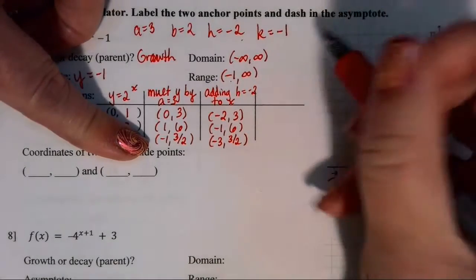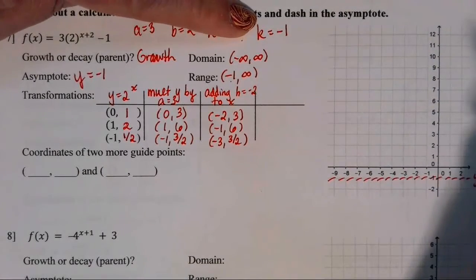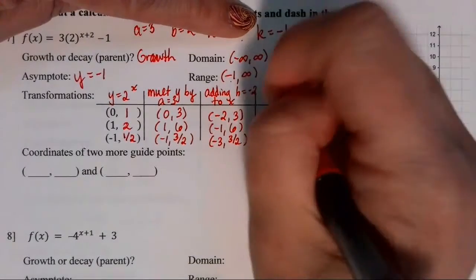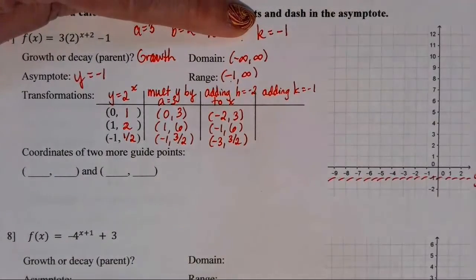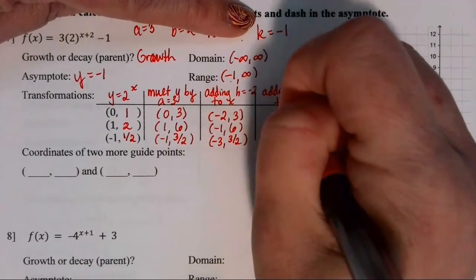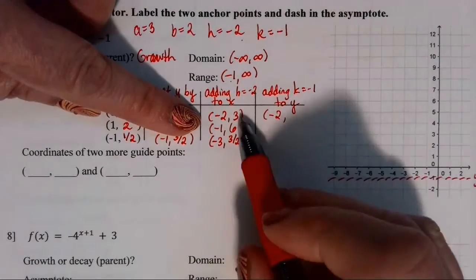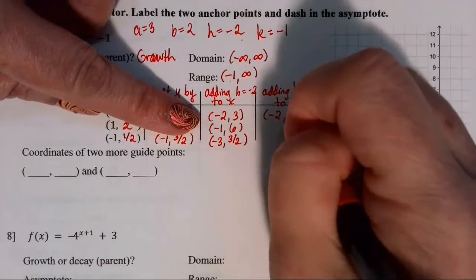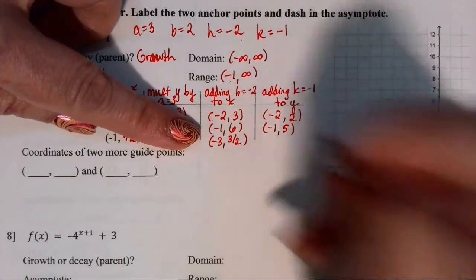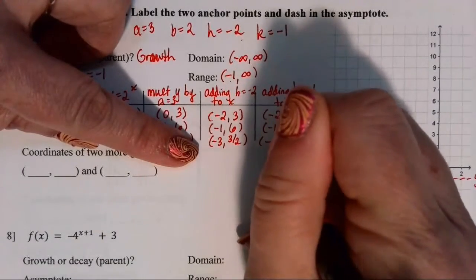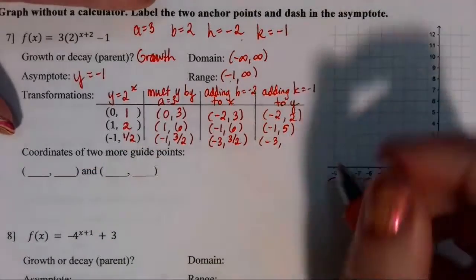Okay, next we're going to take care of our vertical translation, which is going to move all these points down 1. And we accomplish that by adding the k, which is -1, to the y coordinate of each of these points. So our x stays the same, and then 3 plus -1 is 2. The x stays the same, and 6 plus -1 is 5. And then the x stays the same, and 3/2 plus -1 is 1/2.